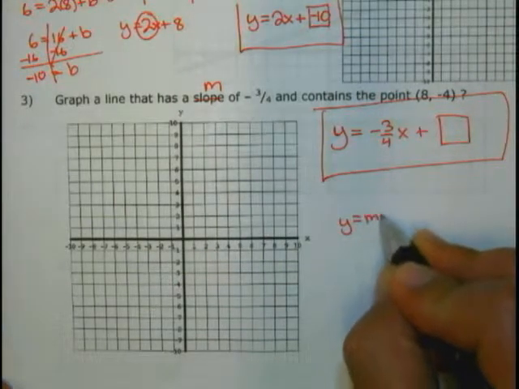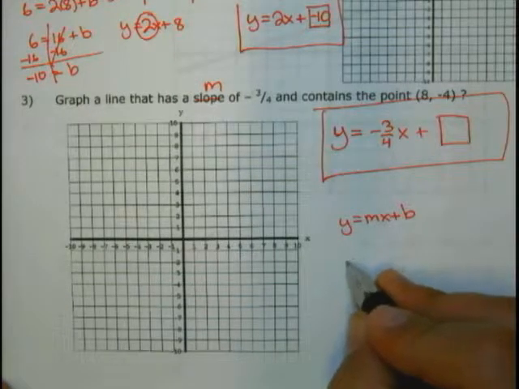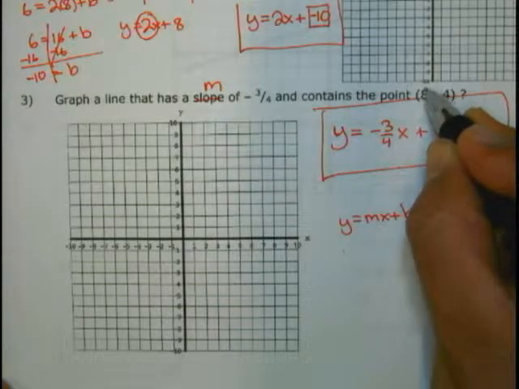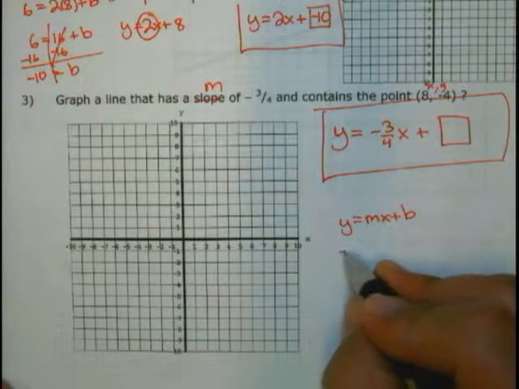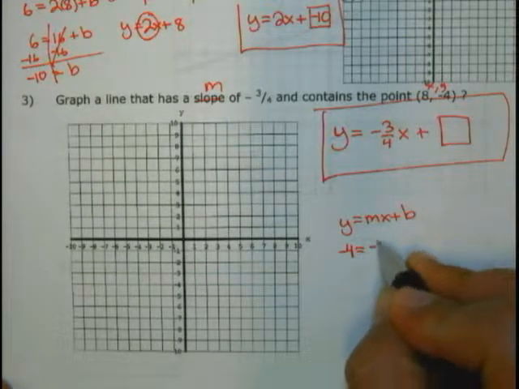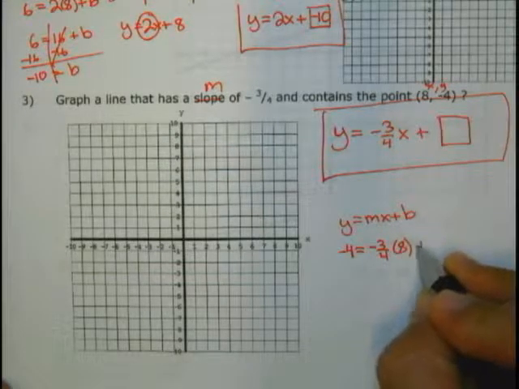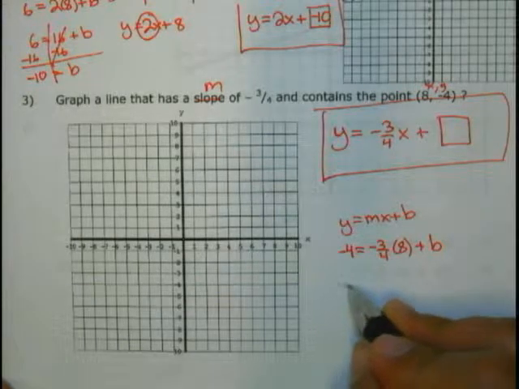So I'm going to start with y = mx + b, my slope-intercept form of the equation, and then use that. Let me substitute the values. Now this is x and y here. So I'm going to put x and y. My y is negative 4. My m is negative 3/4, and my x is 8, plus b. Then from here, I'm going to solve for b.